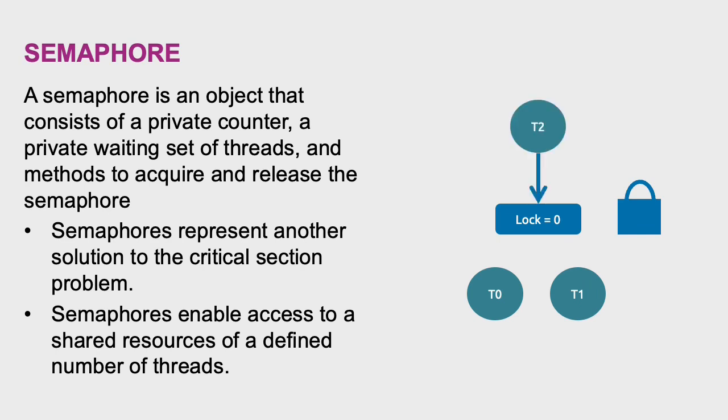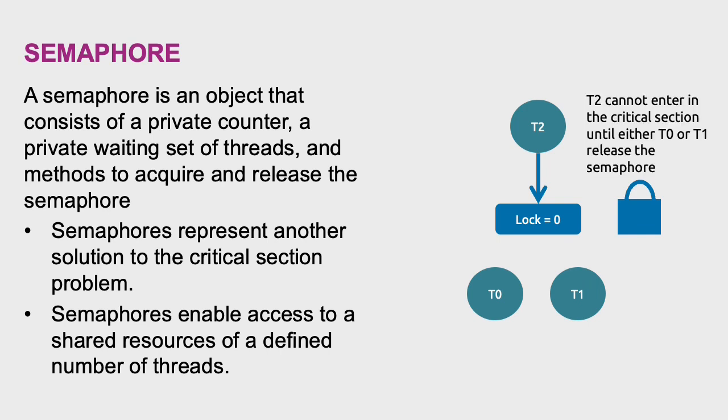When thread T2 approaches the critical section and checks the lock, checks the semaphore, basically it's not allowed to enter the critical section. In particular, T2 cannot enter the critical section until either T0 or T1 releases their spot, releases the semaphore. But one question arises.